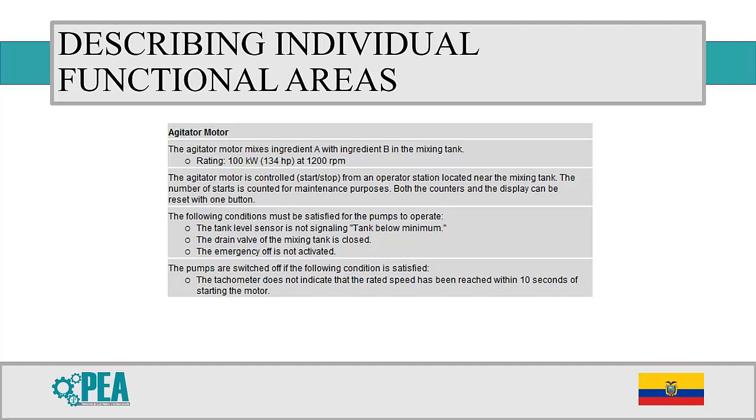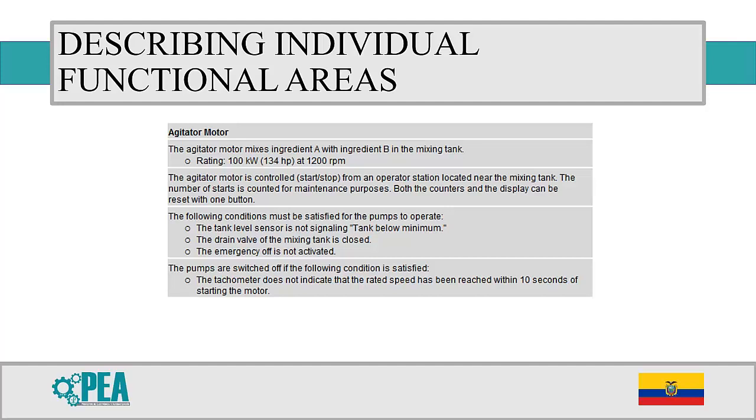Okay, so the following conditions must be satisfied for the pump to operate. The tank level sensor is not signaling tank below minimum. Remember, we have 2 sensors in the tank, one for high level and the other for low level in this case. The drain valve of the mixing tank is closed, so that's another condition, and the emergency off is not activated. So these are the conditions to operate. Again, we can see them as prohibitions to not let the pump operate.